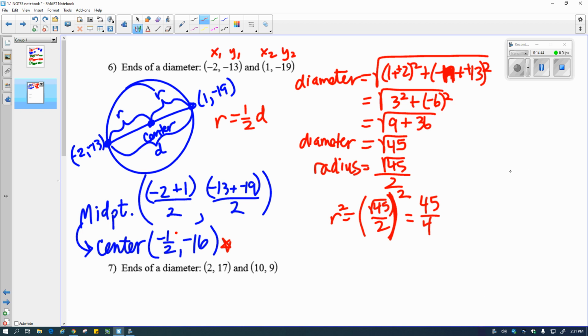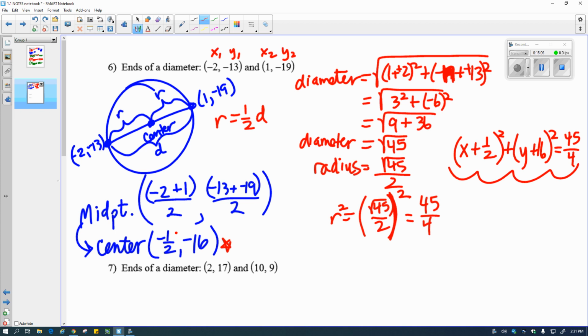So my circle formula is x minus negative 1/2 quantity squared plus y minus negative 16 quantity squared equals r squared, 45/4. There were a couple things I had to worry about there: finding the diameter, remembering to cut it in half, and not forgetting to square it.